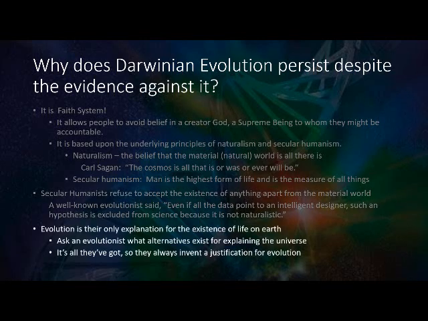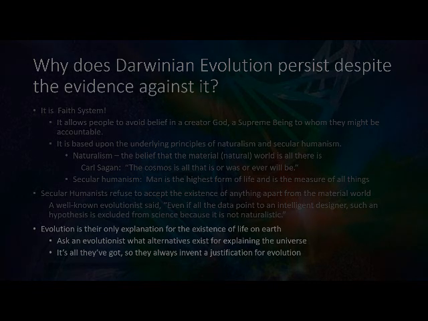So evolution is their only explanation for the existence of life on Earth. And if you don't believe that, try asking an evolutionist what the alternatives are for explaining the universe and for explaining life. My guess is they won't have any alternatives. That's the only one they've got. And because it's all they've got, they always modify the evolution story to try to work around any problems that are pointed out. They always want to invent a justification for why evolution could indeed work.